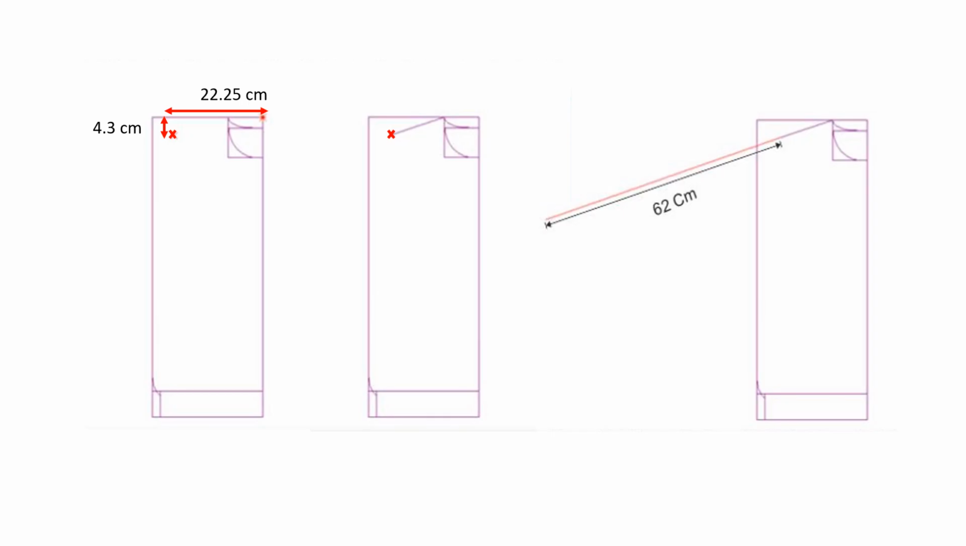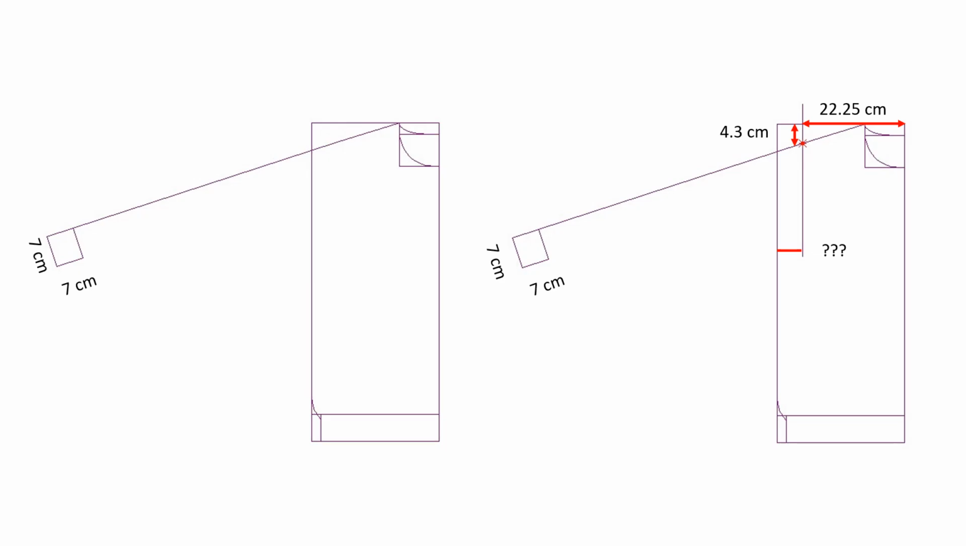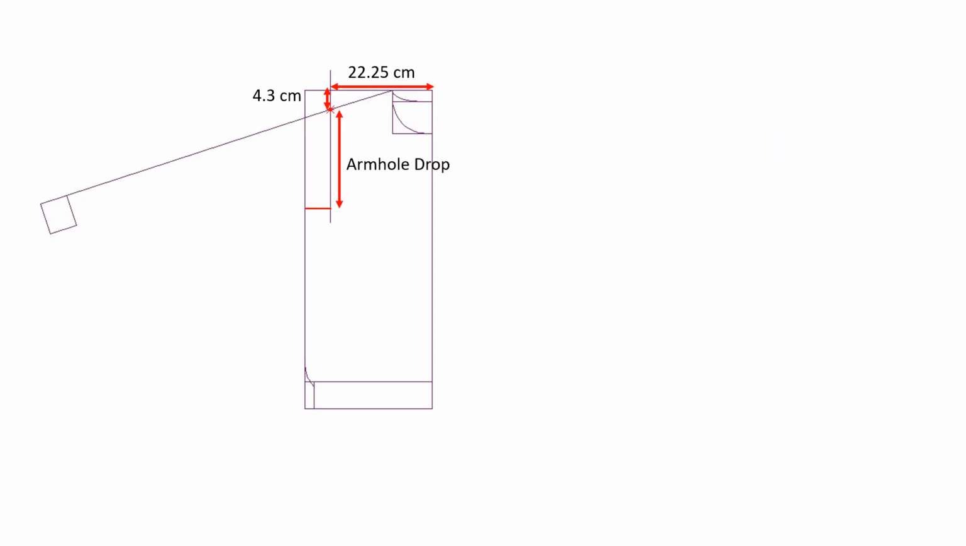We extend this shoulder slope line to the sleeve length, which is 62 centimeters. We do this because we want to keep the slope of the shoulder as well as the slope of the sleeve at the same angle. We draw the cuff at the end of the sleeve, as per measurements of the cuff opening width and the cuff rib height.